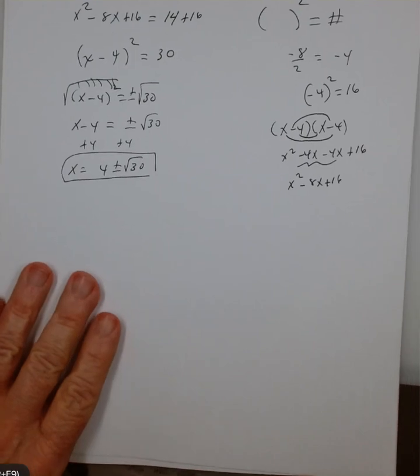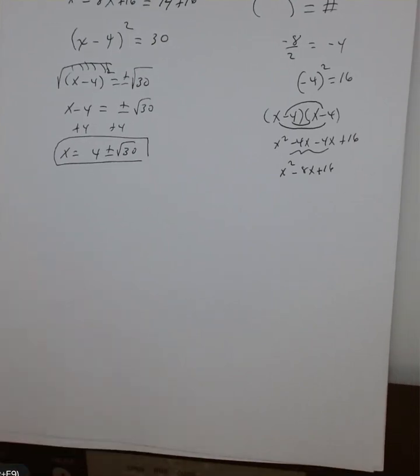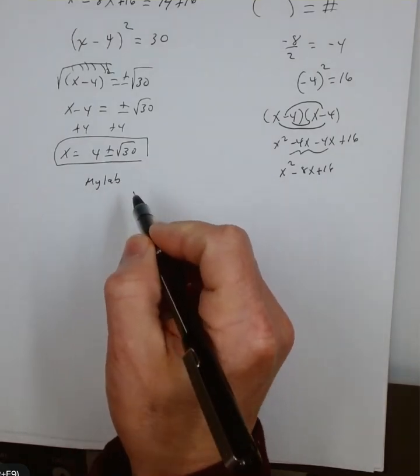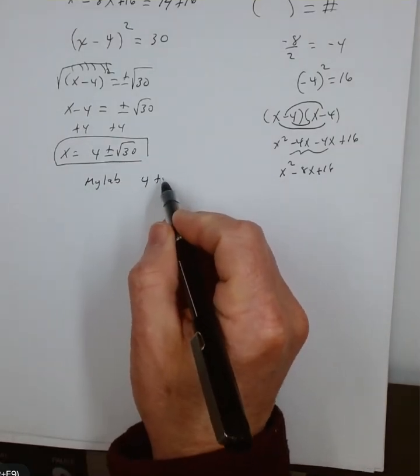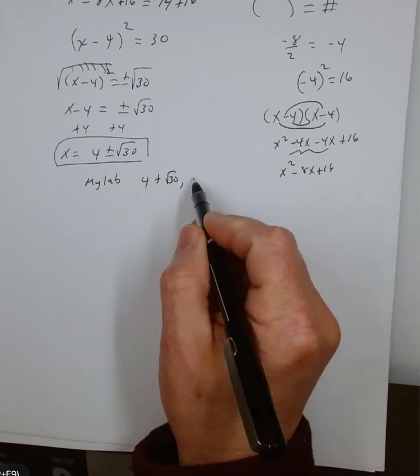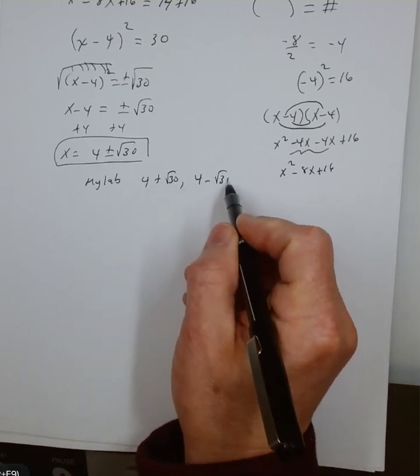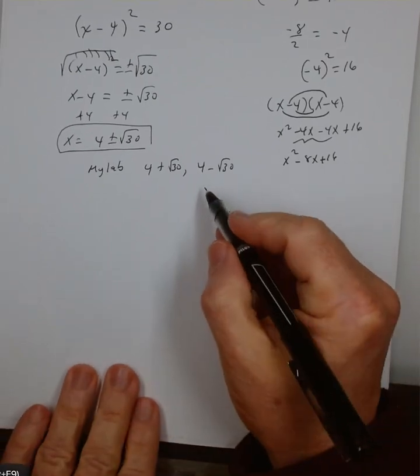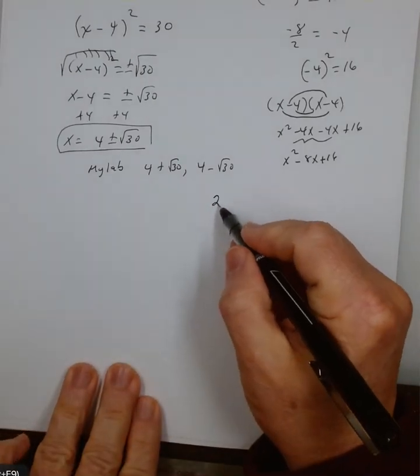Now in my lab, they're probably going to want you to separate those with a comma. So write it as two solutions separated by a comma. So in my lab, you'd say 4 plus the square root of 30, comma, 4 minus the square root of 30. So you have two irrational solutions. Those are irrational solutions.